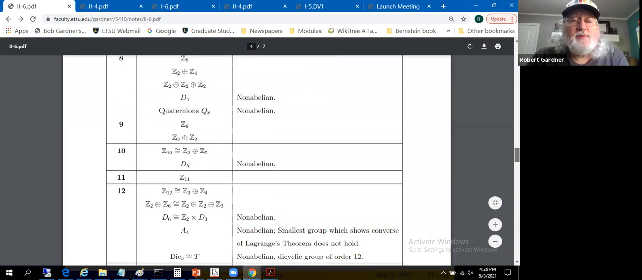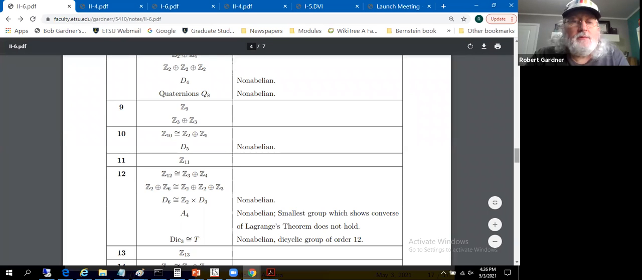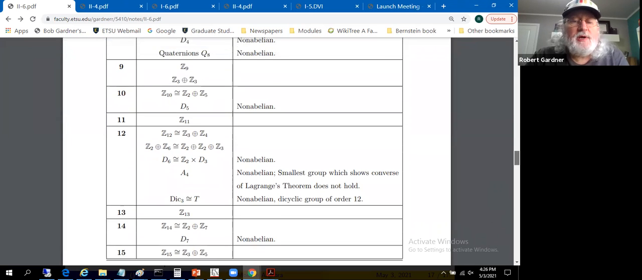9 is a prime squared. More of that shortly. 10 is 2 times a prime, a product of 2 primes. 15 is a product of 2 primes as well. This is behaving differently. It's because 2 divides 5 minus 1. We get 2 of them in that case. So we get a cyclic one and a dihedral group in that case.